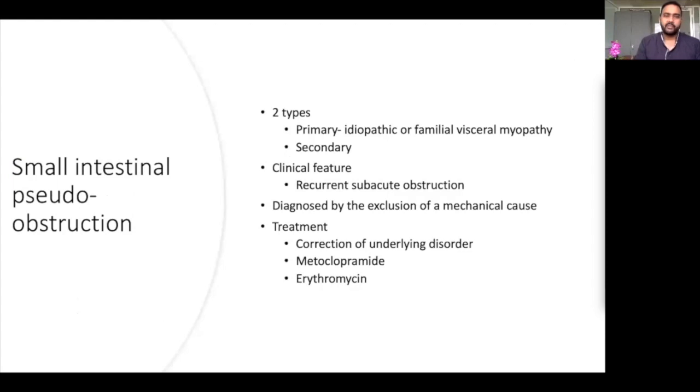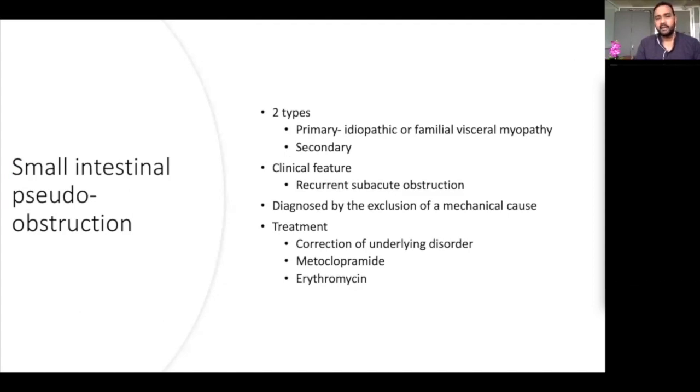So first of all, we will consider small intestinal pseudo obstruction. You should know the difference between paralytic ileus and small intestinal pseudo obstruction. So what is the main difference? In paralytic ileus, there's some reason why the patient developed paralysis of the bowel. There will be some underlying cause. But when it comes to small intestinal pseudo obstruction, most of the time we can't find the underlying cause. So that is what we call small intestinal pseudo obstruction.